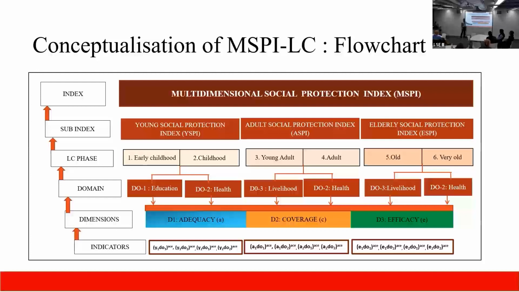And to gauge these dimensions, the indicators need to be curated. Here I am indicating this by Y1 DO1 ACE. It means that Y1 is the life cycle phase of early childhood, young life cycle phase 1. DO1 is domain 1 for education, and ACE means the indicator for adequacy for this particular scheme, which is meant for early childhood and protecting education. Likewise, adequacy, coverage and efficacy indicators need to be curated for each scheme to evaluate the social protection programs. So this is how the index flow chart will look at the conceptual level.